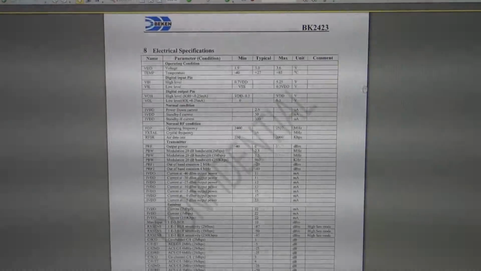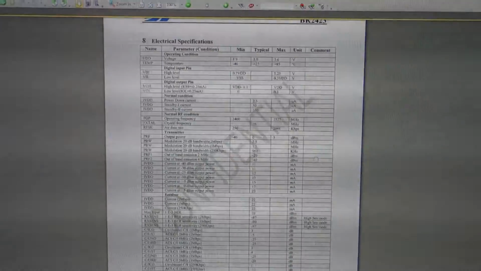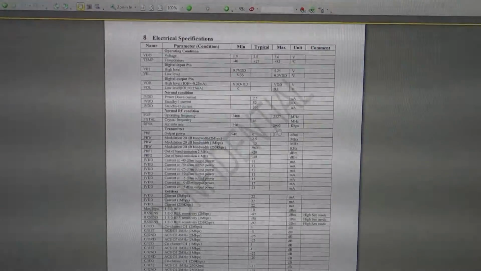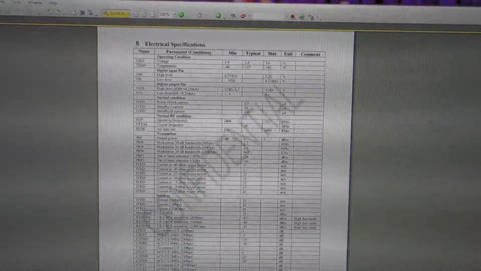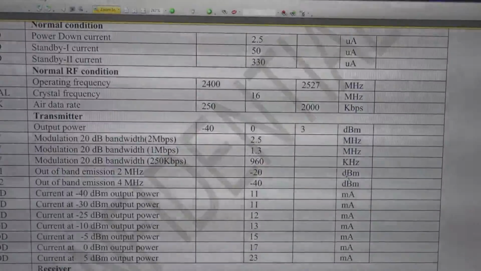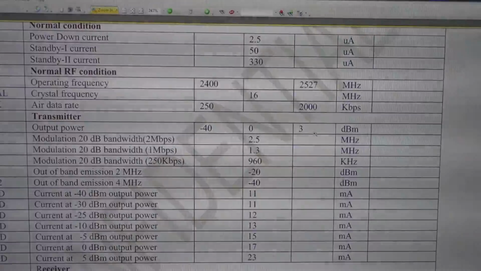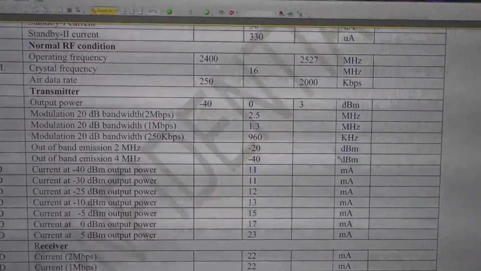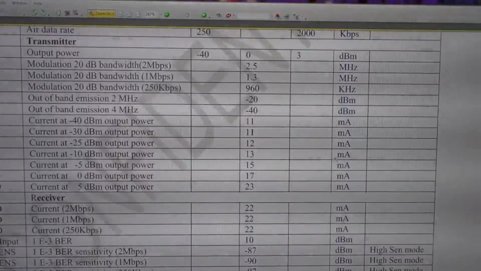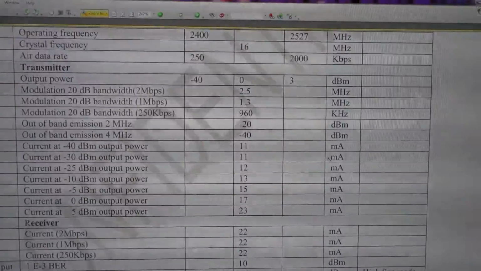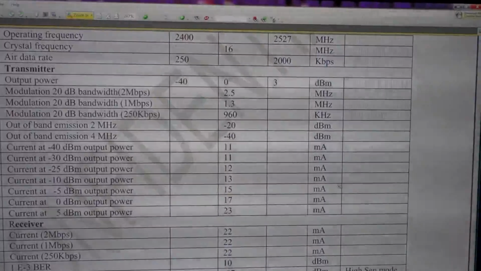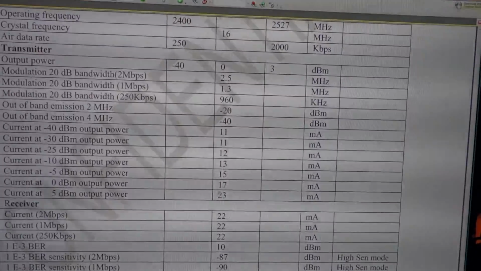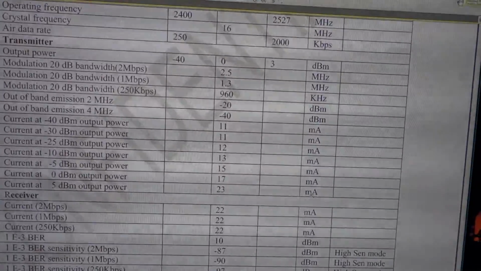And here is the data sheet of the RF transceiver. As they state, it's 3 dBm output power. Try to zoom in. Yeah, you can see here. There is all the information that we need, the power consumption. It's 23 dBm at the max output power mode.